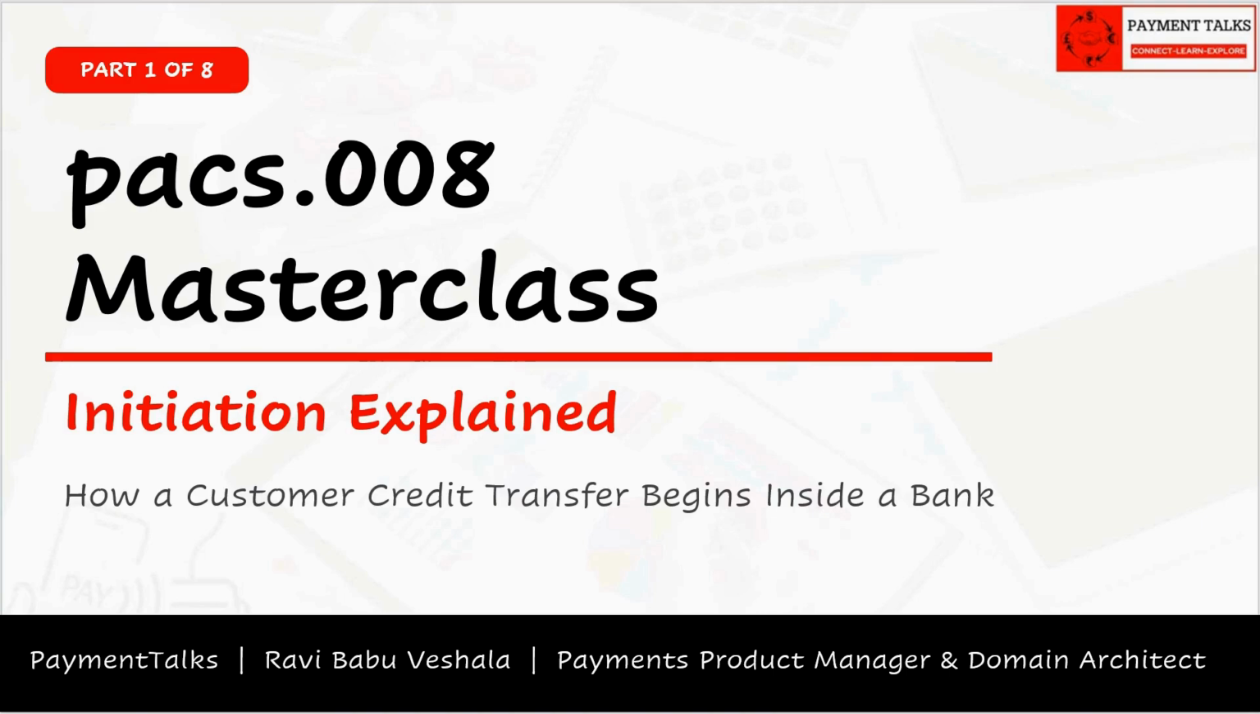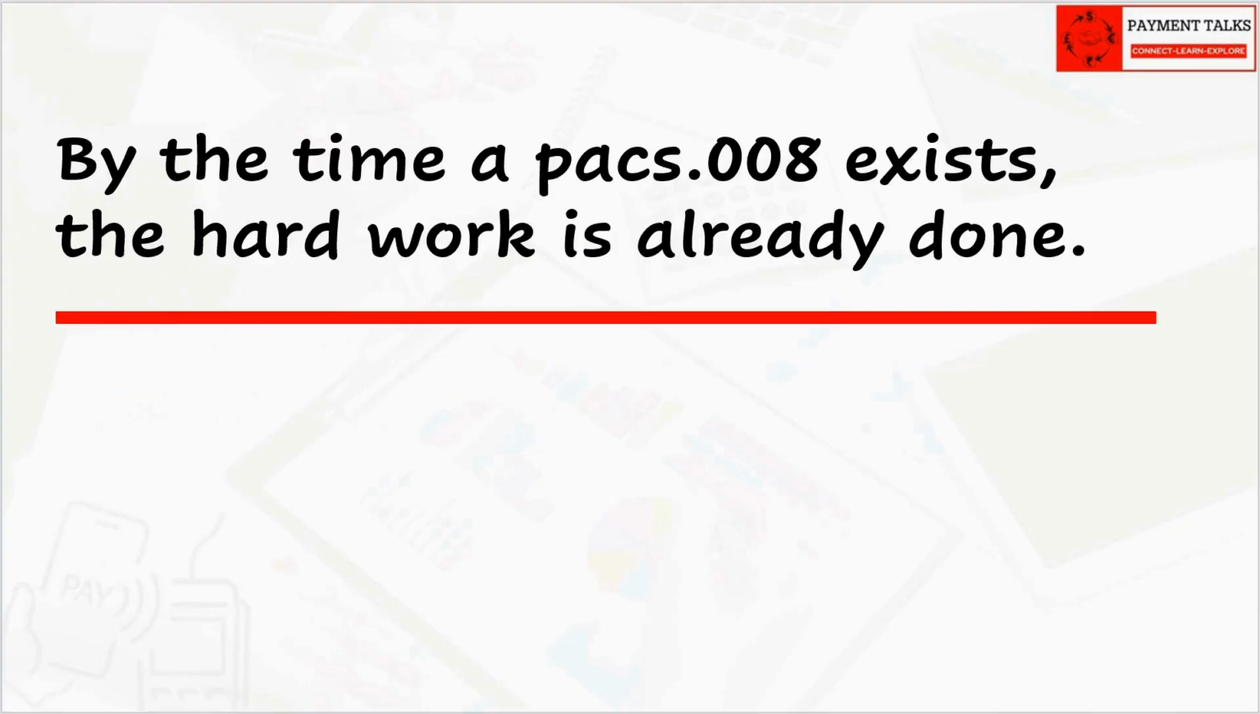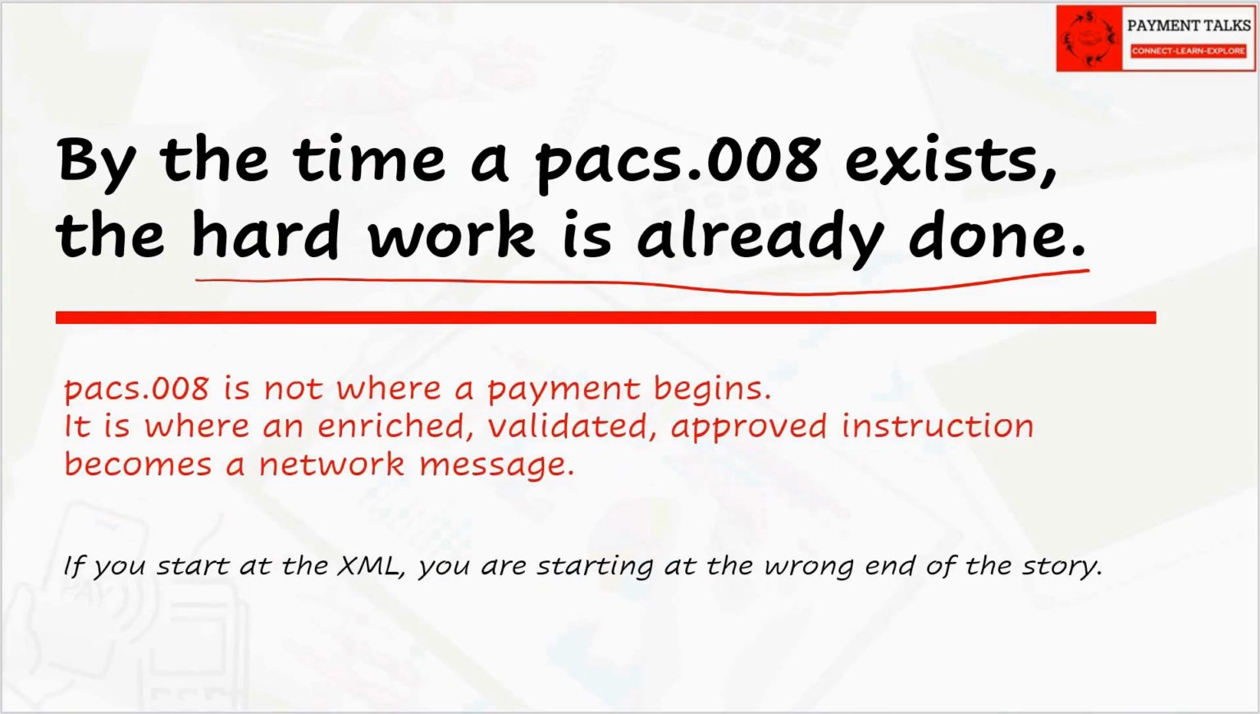This is part 1, and we are going to start somewhere that most people do not start: before the message exists. By the time a pacs.008 exists, the hard work is already done. That is the foundational insight of this entire series. Most teams start learning pacs.008 at the XML. They open the schema, they look at the fields, they immediately miss the most important part of the story.